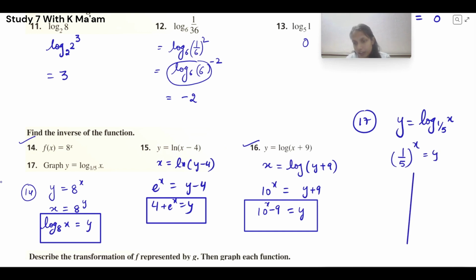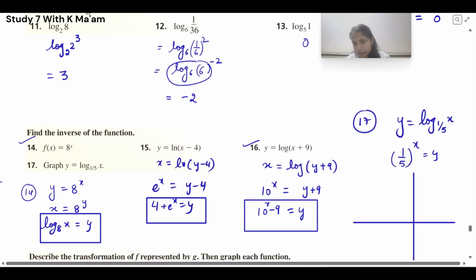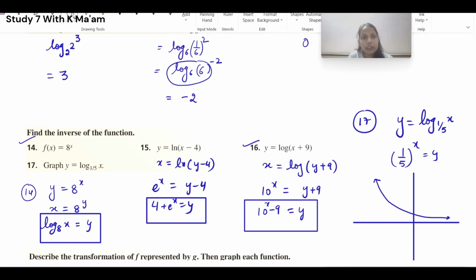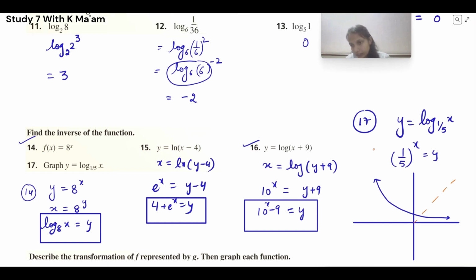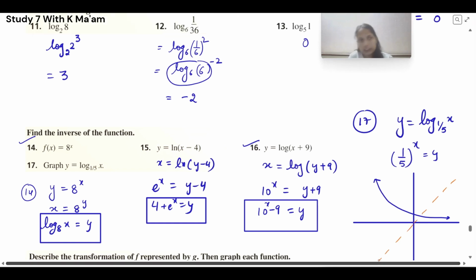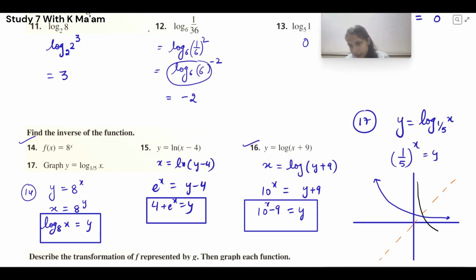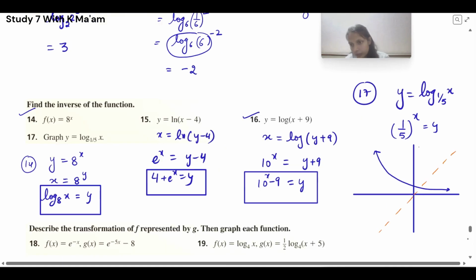So if I draw the graph of 1 by 5 to the power x, it will be this type of graph. Okay. And I have to take the reflection about y equals x. Just take its reflection, how it looks like. It will be like this. You can draw it in a more convenient way like this. Okay. So this is the graph of 1 by 5 to the power x. Done?